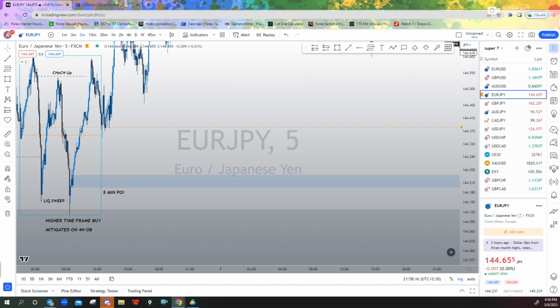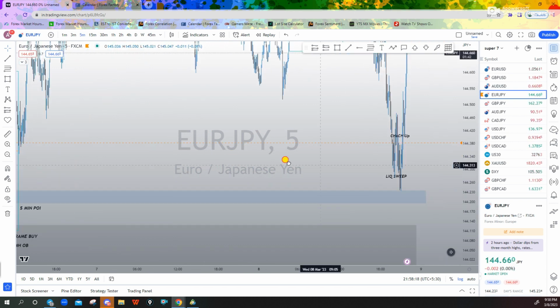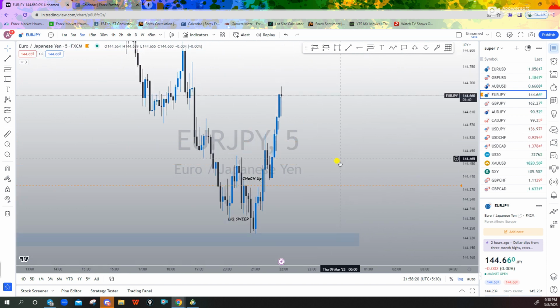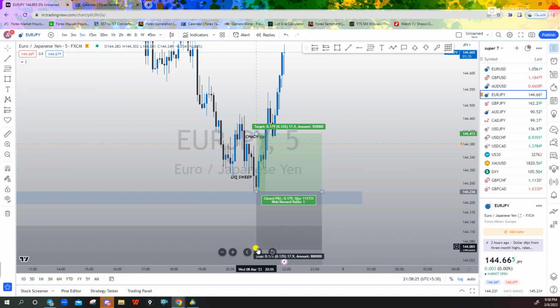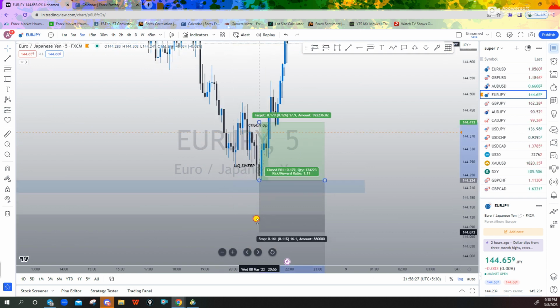Now what happens is, exactly this point of interest got tapped in, which is like 4 pips. This is my stop loss. I didn't enter.